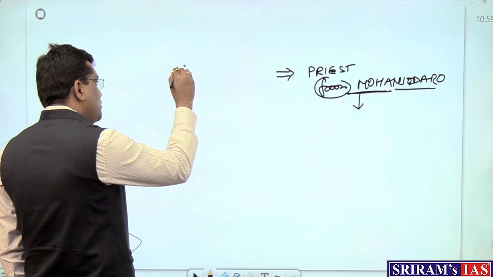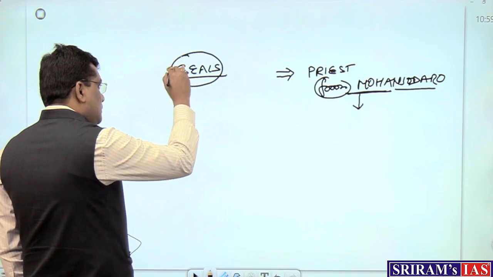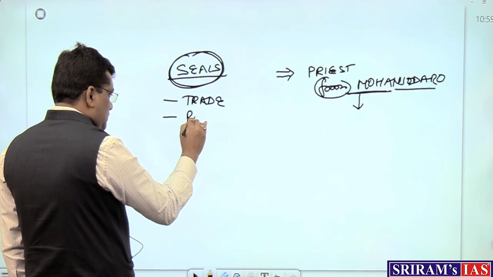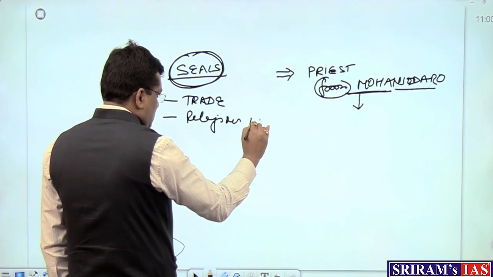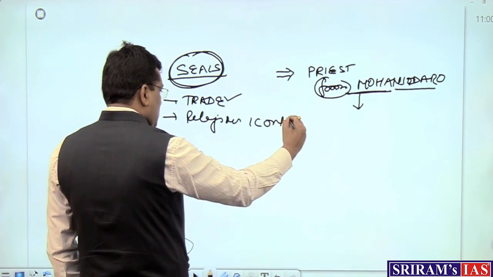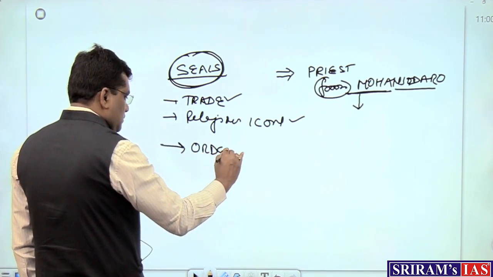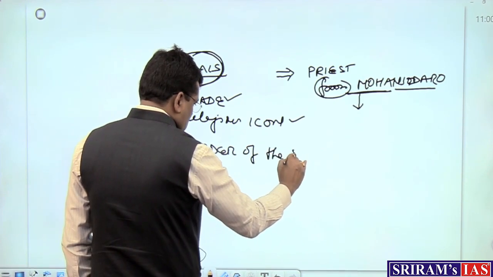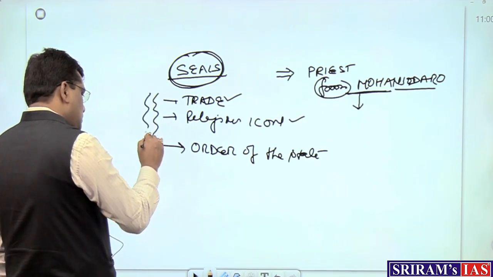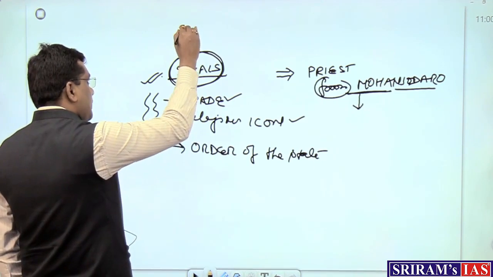Then seals were also used for trade, or the religious icon, or trade, religious icon or order of the state. There are many functions of a seal, and seals were also made up of steatite.